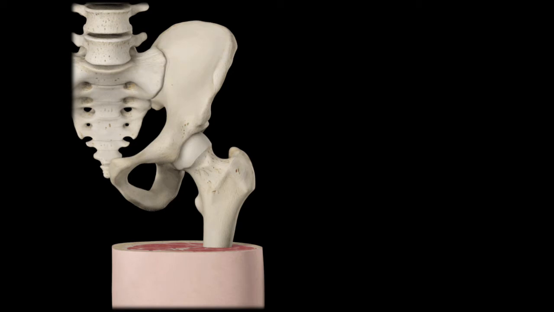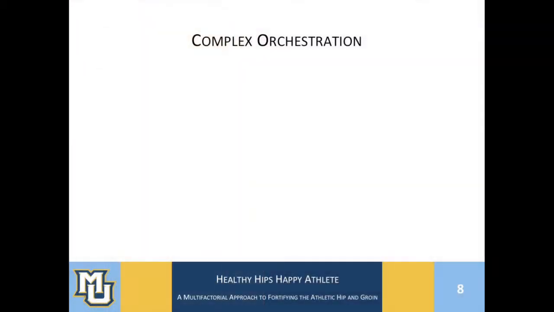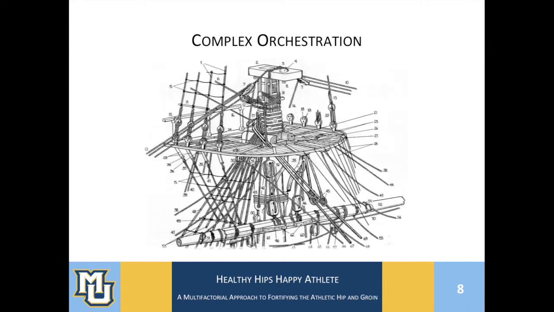And from an athletic standpoint, housing the body's center of gravity, nearly every athletic movement requires force generation or transfer through this structure. And just like the mainmast of a sailing ship, a well-balanced pelvis necessitates a complex orchestration of different joints, ligaments, and muscle groups, allowing for safe and effective force transfer through what is a very dynamic joint.